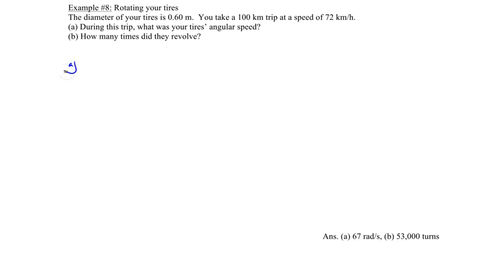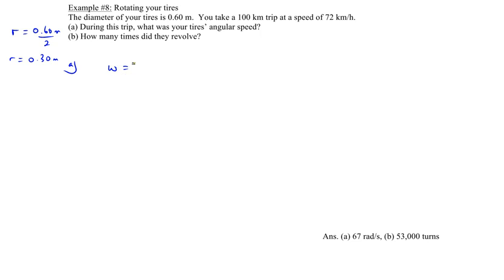Part A is asking for the angular velocity of your tires. Now the tire has a diameter of 0.6 meters. So that means the radius would be half of that. So 0.6 meters divided by 2 gives you 0.3 meters as your radius. You're asked to find the angular velocity, so really what you're looking for is omega.